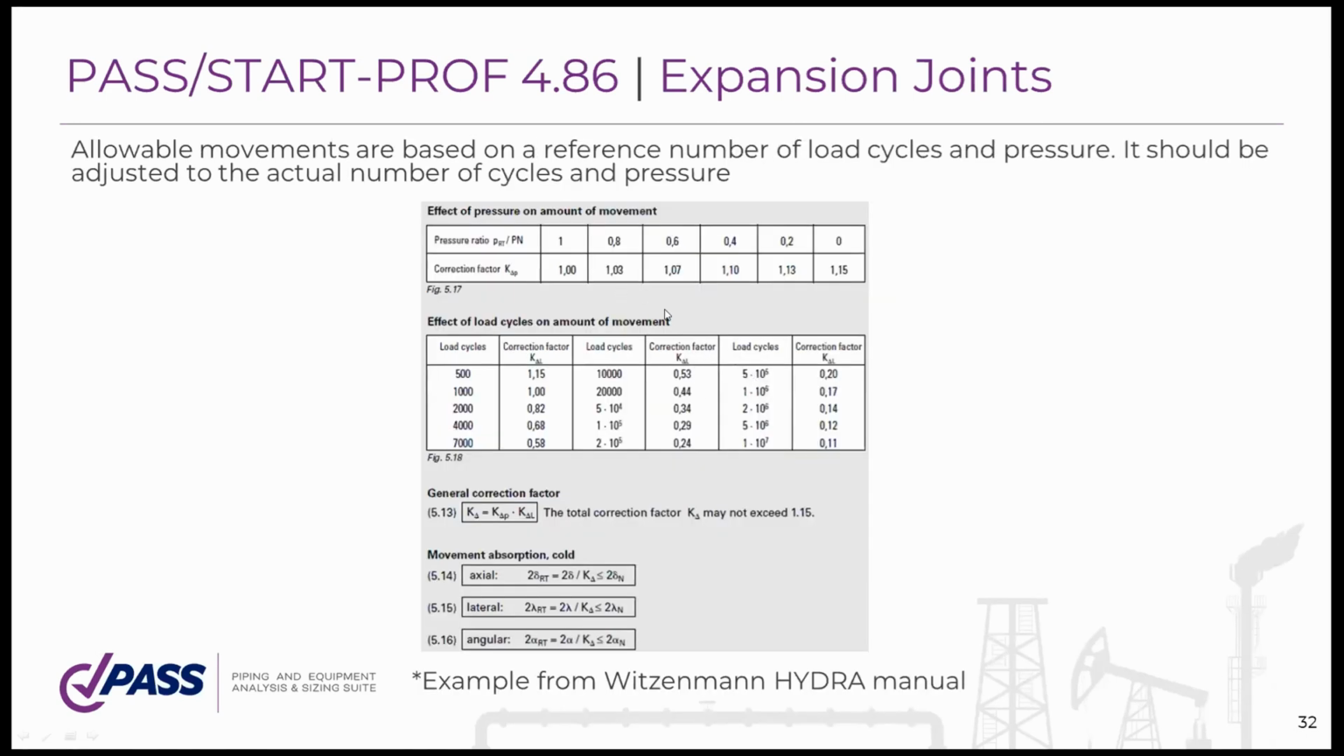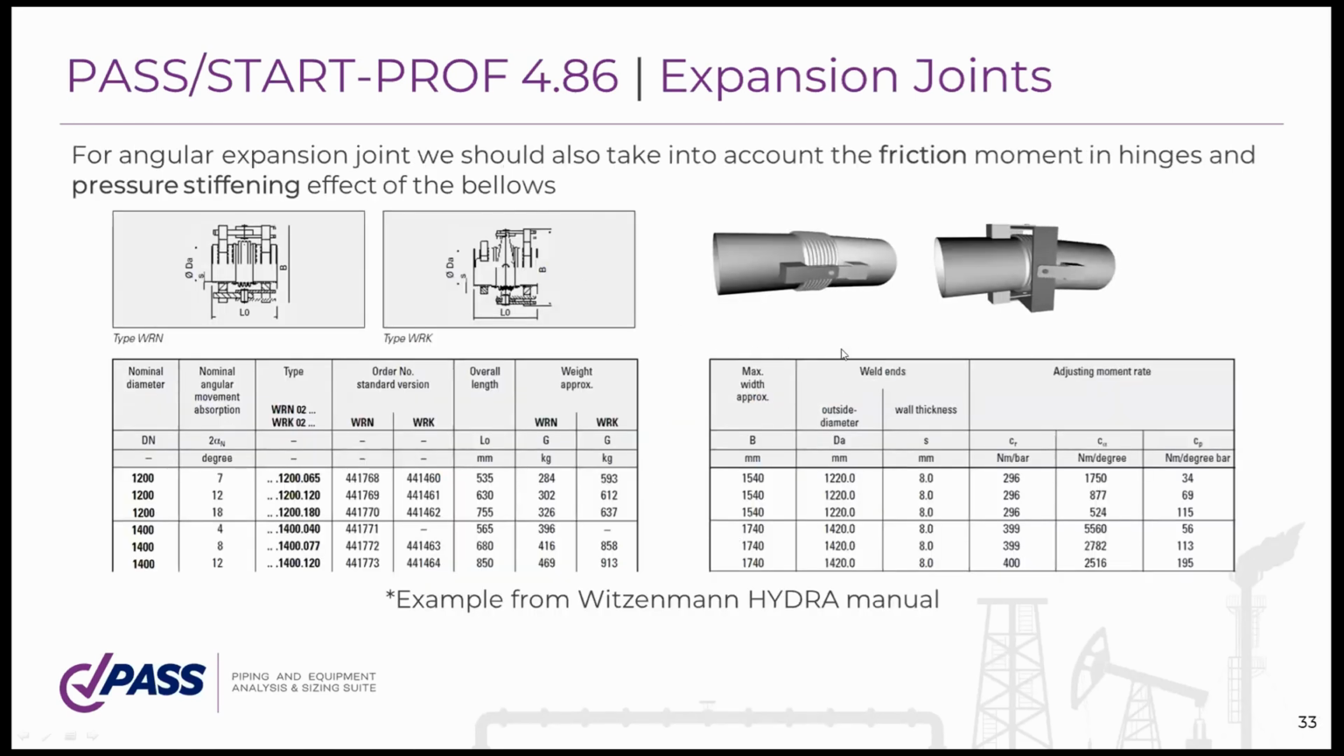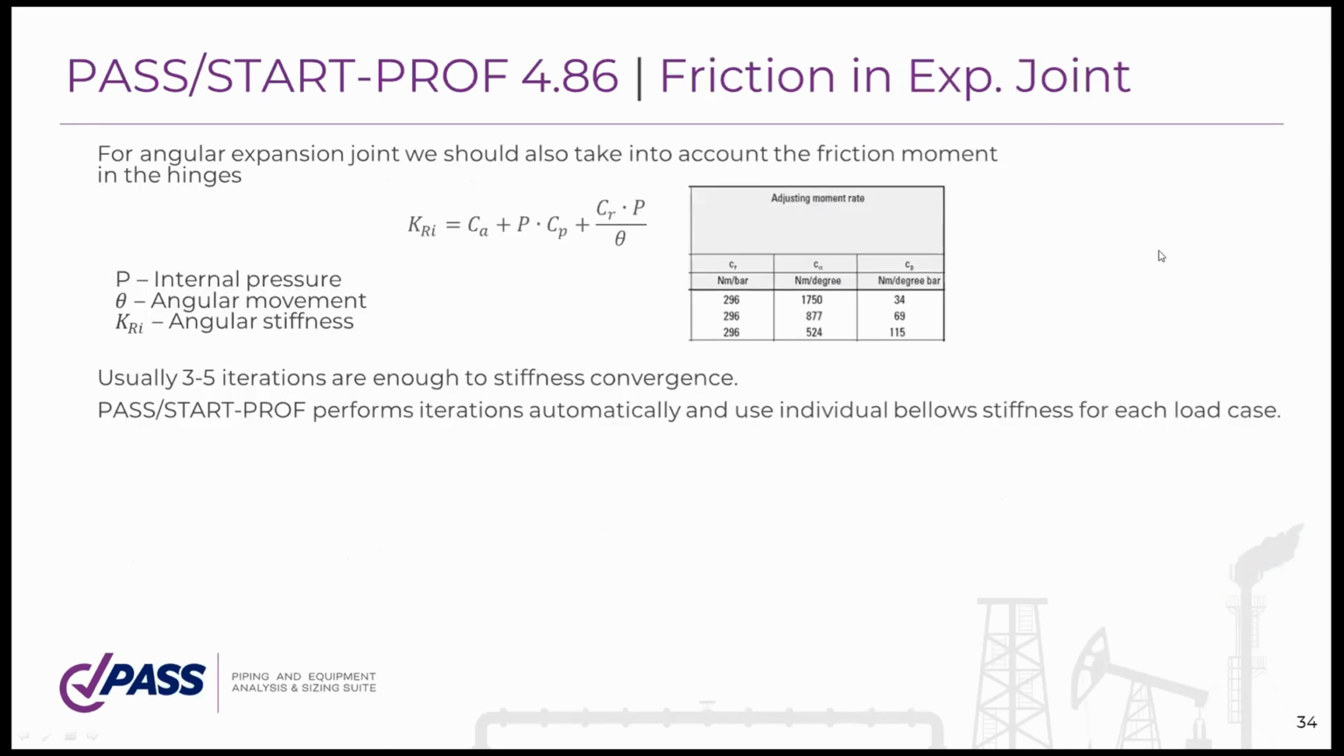And also in different load cases, you can have different pressure values and different load cycles. So it also affects the allowable movements, the allowable rotation of expansion bellows. It also can be considered in START-PROF for each load case. And the friction and pressure stiffening effect also has influence on the results, so START-PROF also takes this into account. Here is the example from the Witzenmann Hydro manual, where you can see the factors that are used to take into account this effect. Here is a little bit of theory behind this.